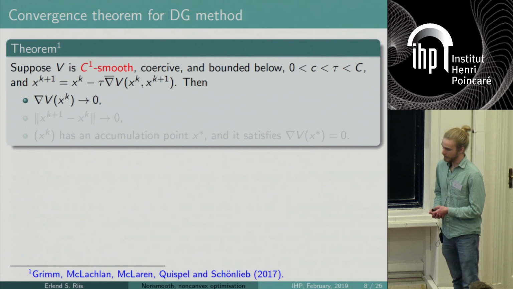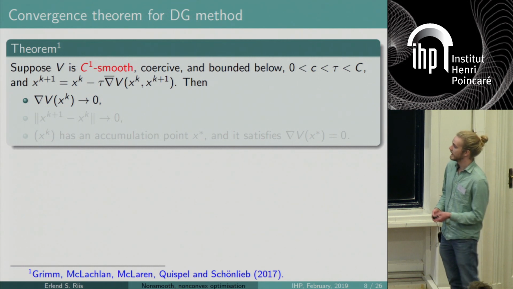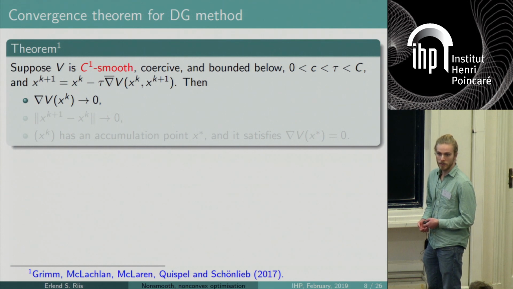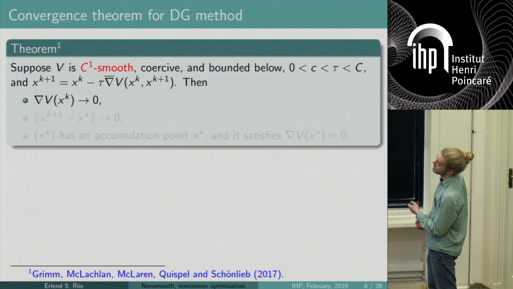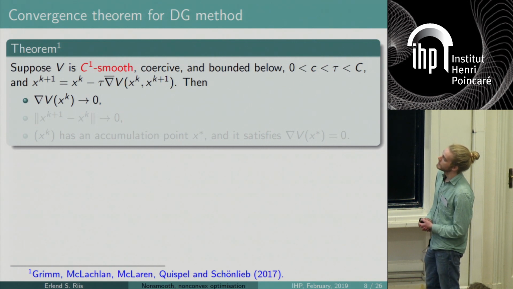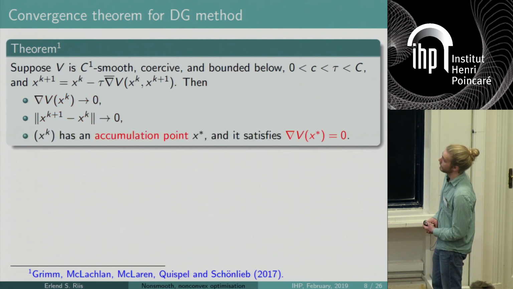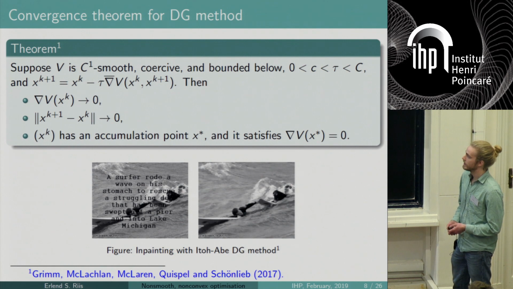So the first paper that came out from this work, which was a collaboration with Carola Schoenlieb and Reinout Quispel and some other people, they applied these algorithms to variational optimization problems for image regularization. And one of the main results they provided was that, provided standard assumptions on the function V, such as C1 smoothness, they show that the gradient vanishes along the iterates. So does the distance between each iterate, and every accumulation point of the sequence of iterates will be a stationary point. And they applied this to various imaging problems, such as inpainting.